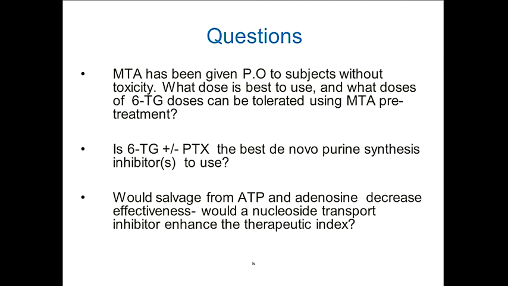And what about this salvage issue? Would salvage from ATP and adenosine decrease effectiveness? Adenosine is not around very long in cells because it has a very marked effect on cells. Would a nucleoside transport inhibitor increase the effectiveness?